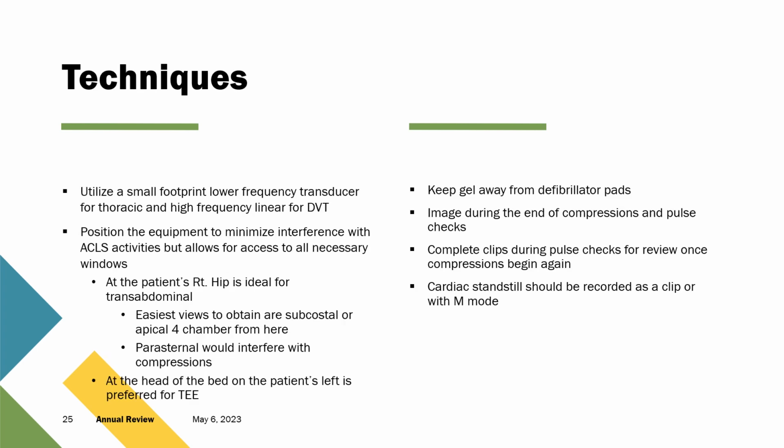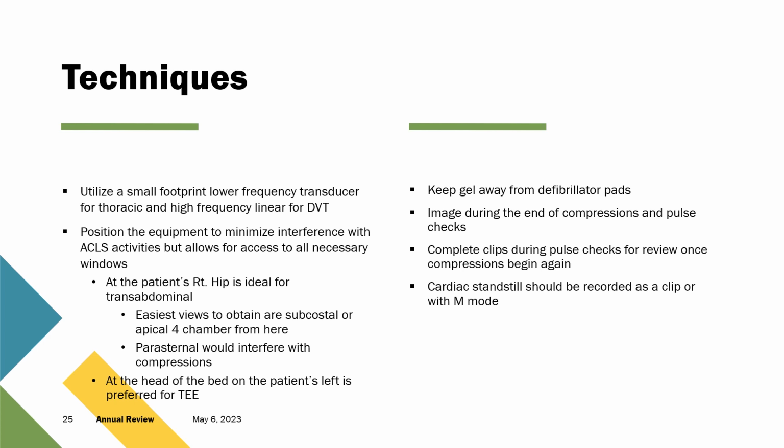So the techniques that you're going to use in cardiac arrest CPR: again, you're going to use that small footprint, low frequency transducer for the thoracic areas. And then if you choose to expand your protocol to evaluate for a DVT, then you'd switch to a linear high frequency transducer, and again look in the common femoral, the superficial femoral, and the popliteal area for major DVT. Position the equipment to minimize interference with the ACLS activities, but you have to be somewhere that allows you access to the necessary windows.